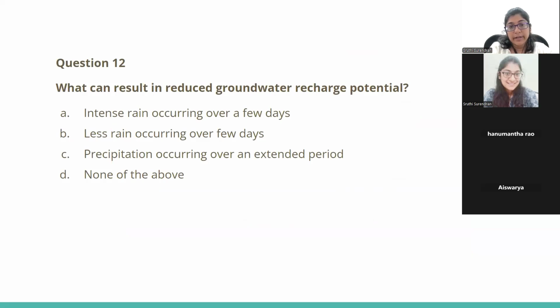What can result in reduced groundwater recharge potential? Is it intense rain occurring over a few days, less rain occurring over a few days, precipitation occurring over an extended period, or none of the above?